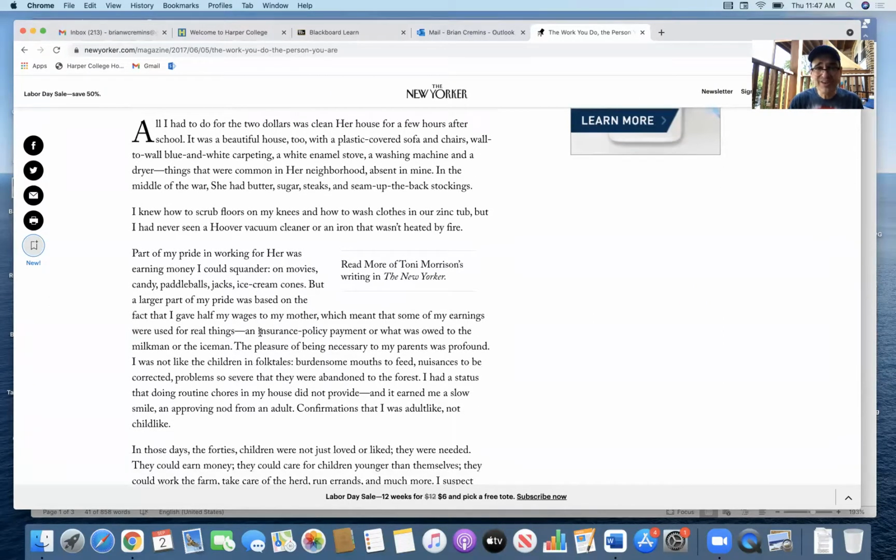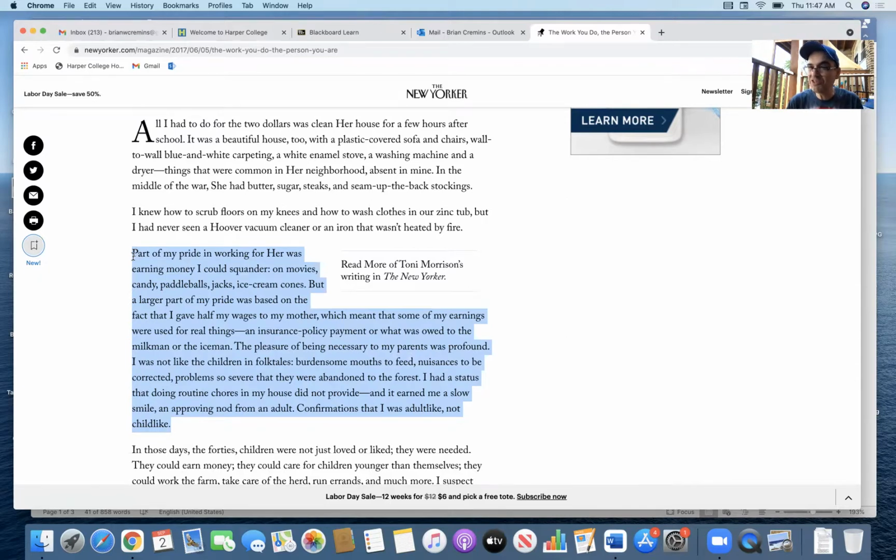because, as she says here in the third paragraph of the piece, she took pride in this. Part of my pride for working for her, and you'll notice she never names her employer. She only capitalizes the H in the pronoun, because again, she's probably remembering this as an adult and remembering how intimidated she was by this person, how tall this person looked to her.